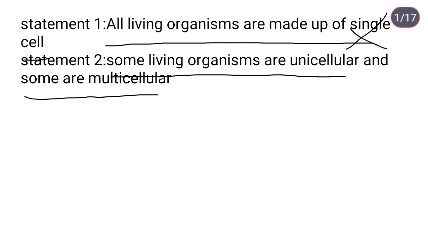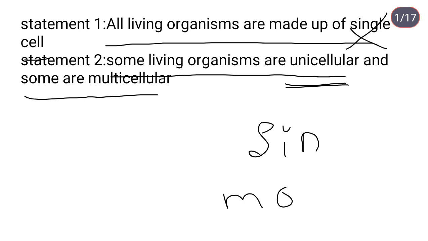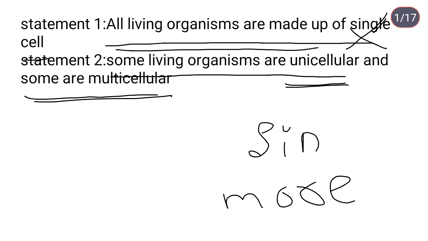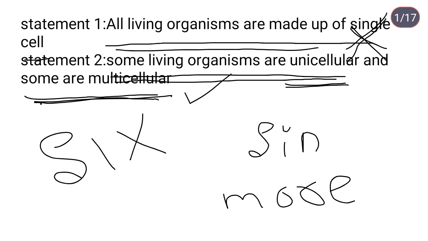Why is this absolutely a wrong statement? Because some living organisms are unicellular. Yes, some living organisms are made up of a single cell, that is known as unicellular, and some are made up of more cells, so they are called multicellular organisms. But the statement says that all living organisms are made up of a single cell. This is a wrong statement. While statement 2 says that some living organisms are unicellular and some are multicellular, this is an absolutely correct statement. So statement 1 is false and statement 2 is correct.